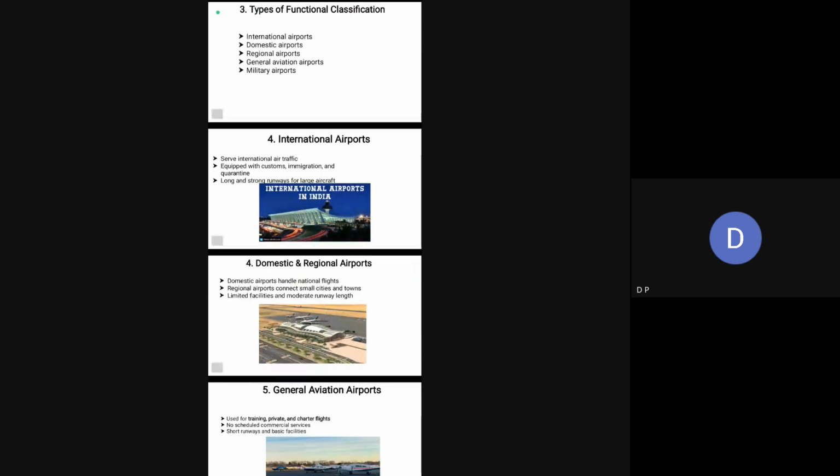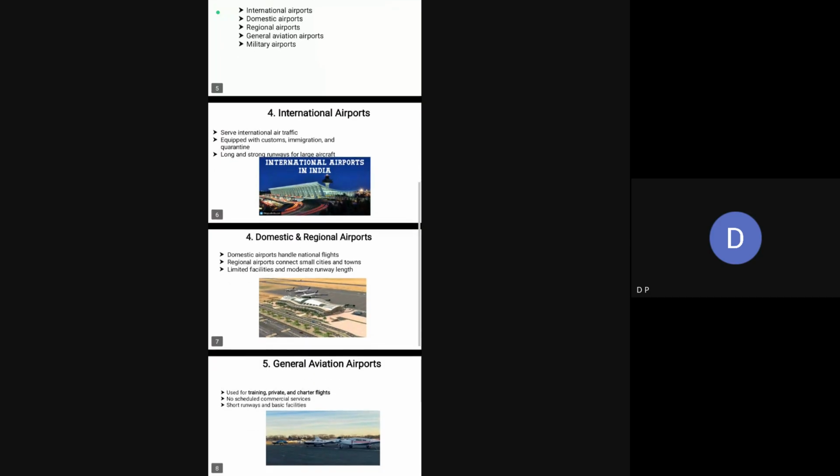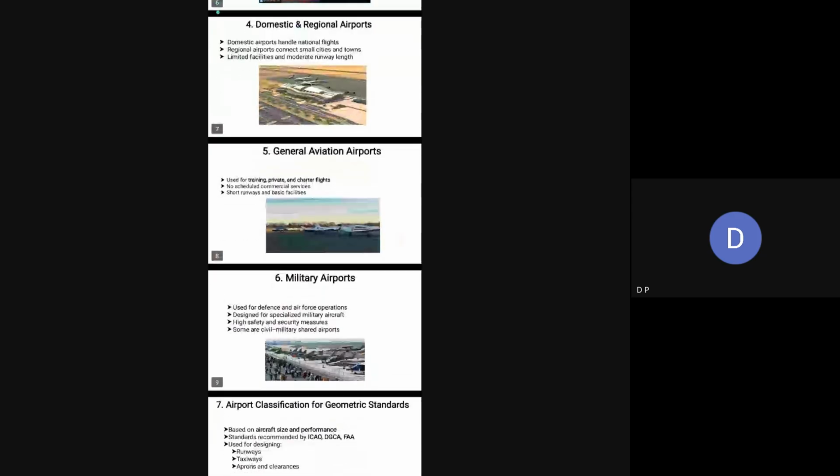General aviation airports are used for training, private, and charter flights. No scheduled commercial service, short runways, and basic facilities. Military airports are used for defense and air force operations, designed for specialized military aircraft, with high safety and security measures. Some are civil-military shared airports.